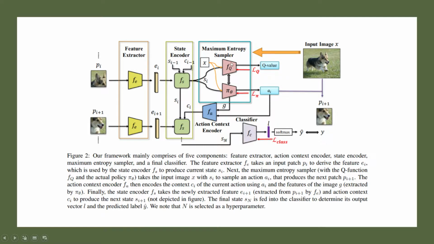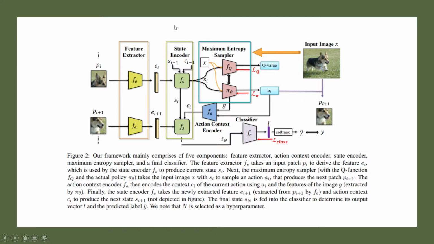So yun nga, also has two functions. Meron siyang f of q. This is to get the q value, which is needed to get the patch, what patch, and then the policy pi parameterized by theta. And the output of policy pi is the action, which is the coordinate of the patch image to be used, and then yung embeddings for the different layers of the input image.